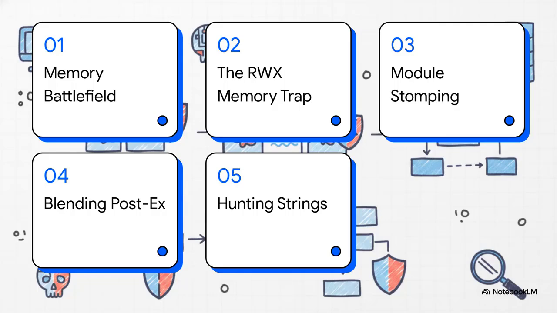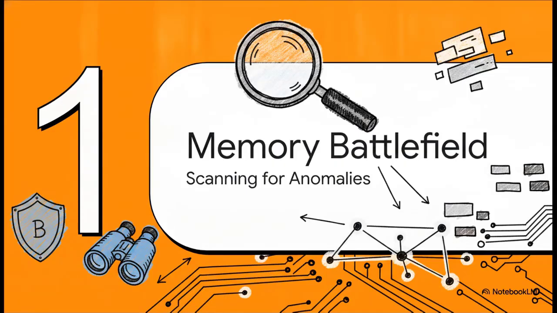1. The memory scanning battlefield. 2. The RWX memory trap. 3. Hiding with module stomping. 4. Blending post-X processes. And finally, 5. Hunting string artifacts.